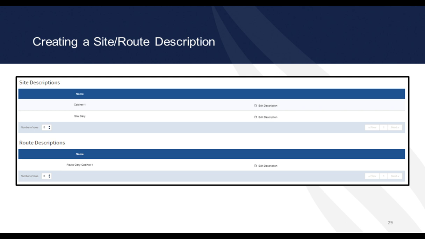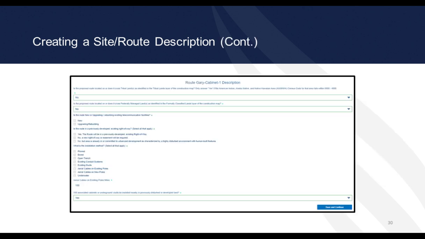To add site and route descriptions, you click the Site Route Descriptions link on the Application System menu. The site descriptions and the route descriptions page will display, as you can see here. Any sites or routes previously drawn on the construction map will be listed in the table. Click Edit Description next to the applicable site to enter a description. The application will ask a series of questions for each site and route.